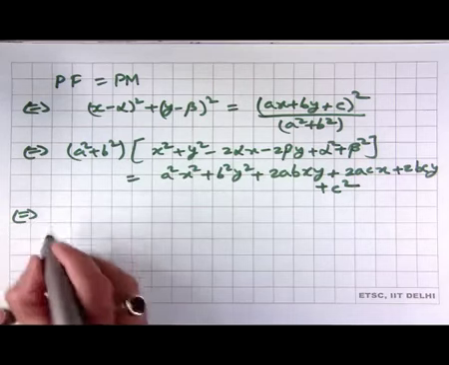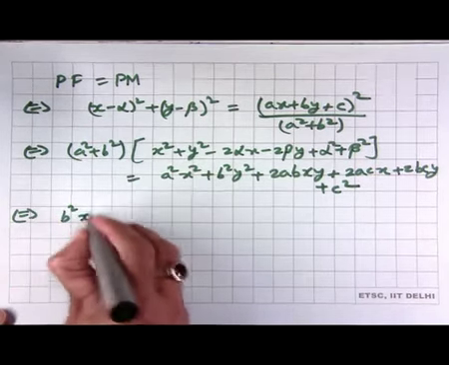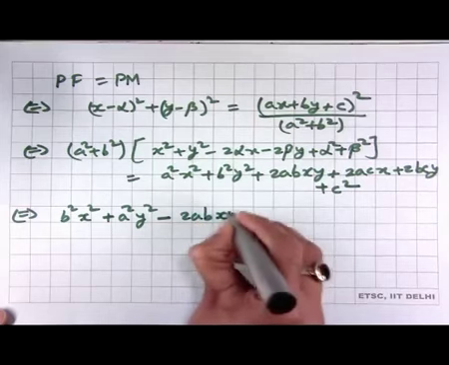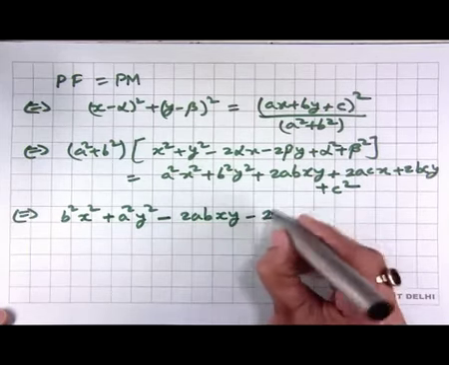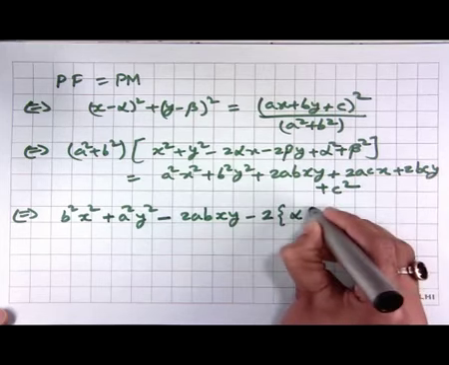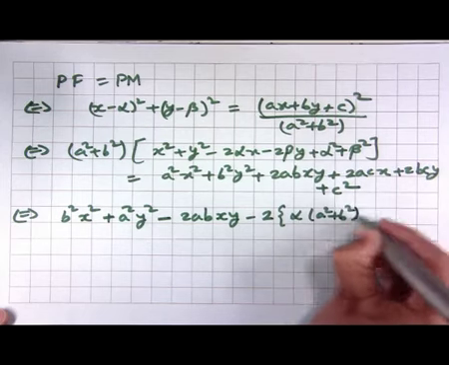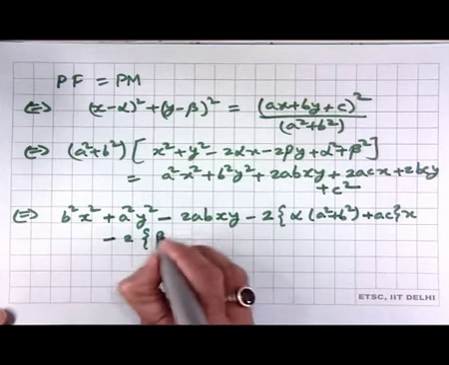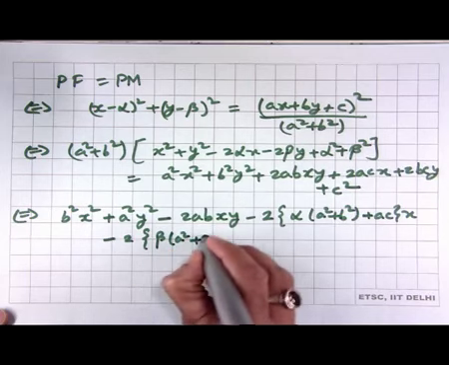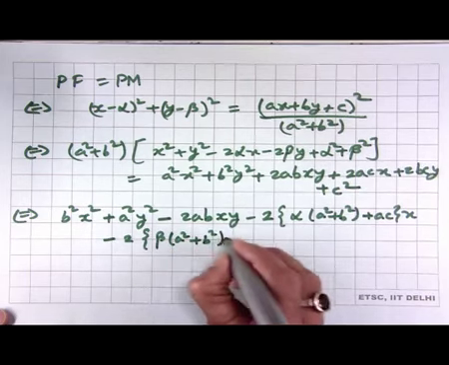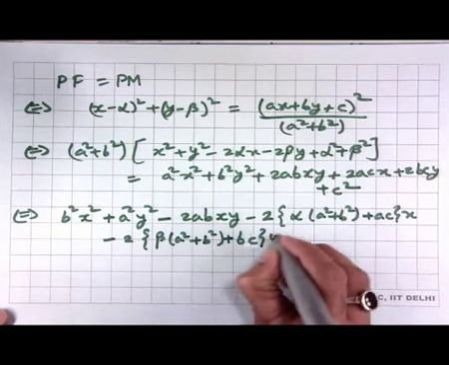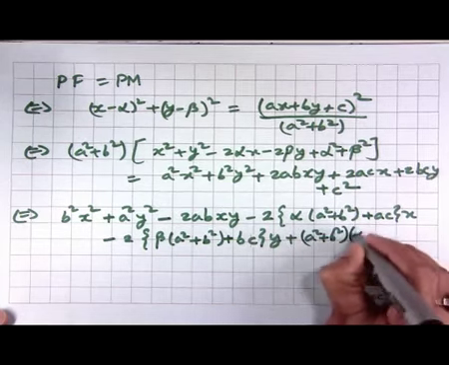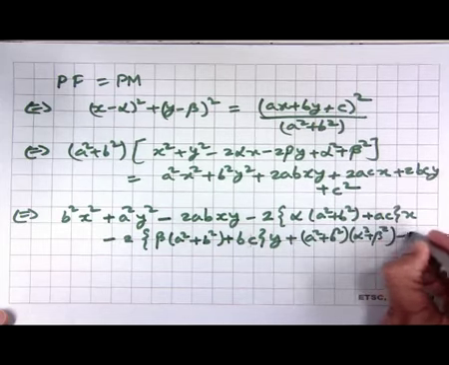And this you can simplify further and write it in this form. So, this can be simplified and written as b square x square plus a square y square minus 2 a b x y minus 2 alpha (a square plus b square) plus a c x, minus 2 beta (a square plus b square) plus b c y, plus (a square plus b square) times (alpha square plus beta square) minus c square equal to 0.